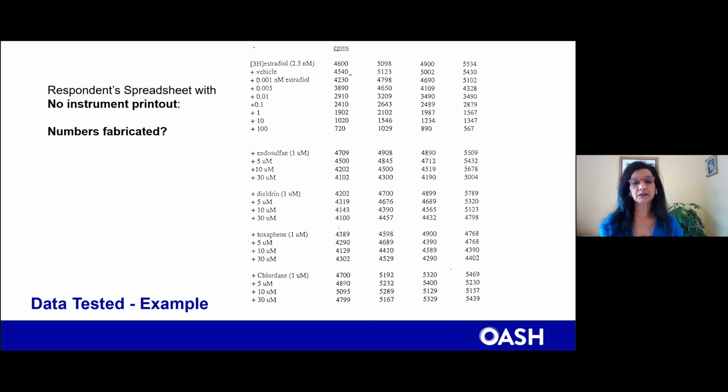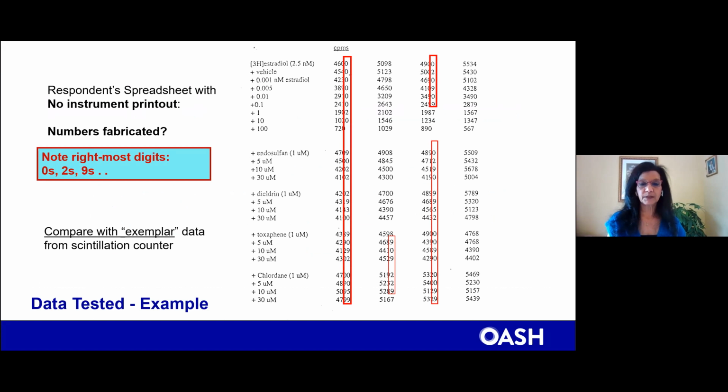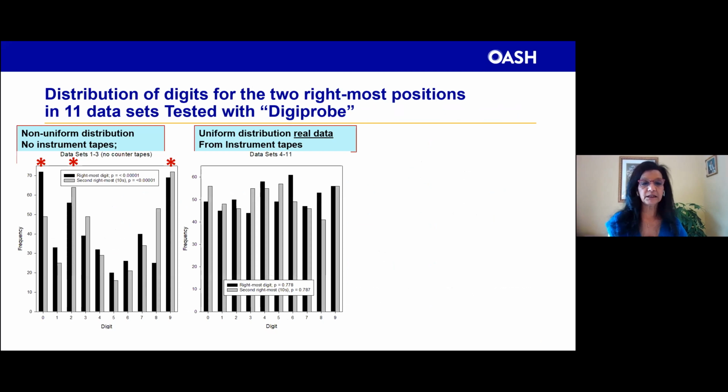The respondent provided a spreadsheet and didn't have a printout from the machine. As you can see here, the terminal digits prefer 0s, 2s, and 9s, right? Using this statistical DigiProbe program, the author tested the handmade, no instrument tape numbers, the suspected set of numbers, and numbers from actual machine data.